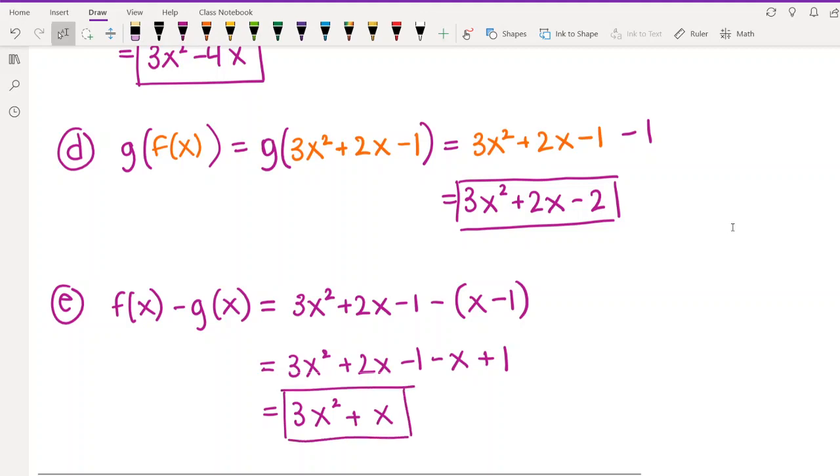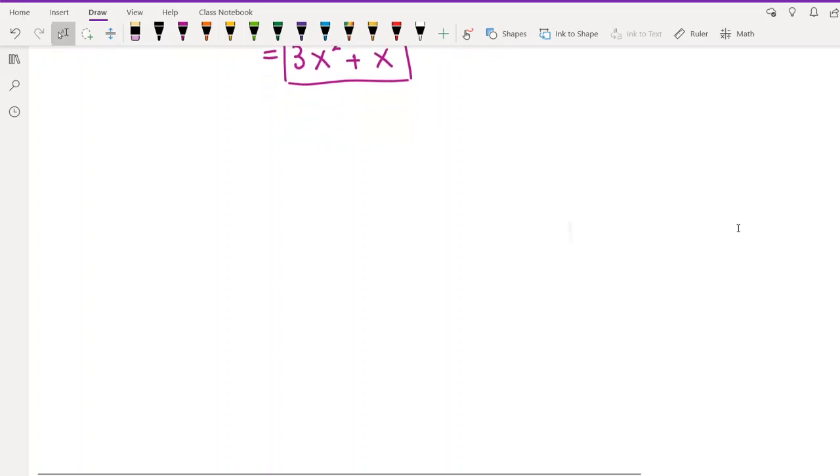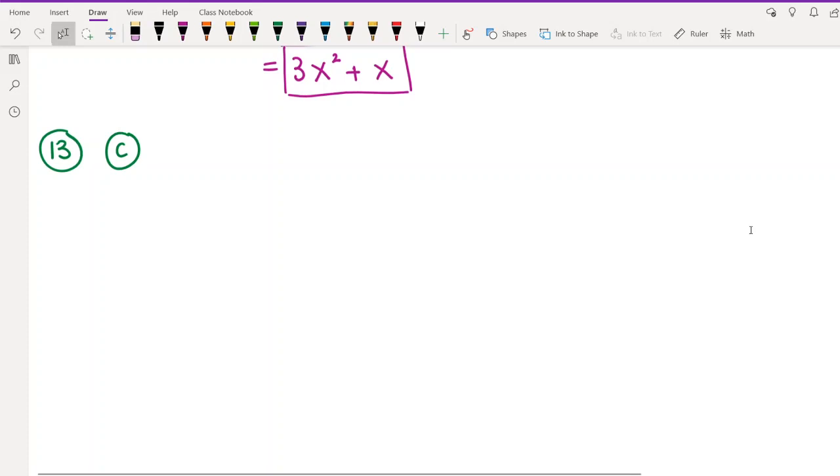Okay, so that's it for that question. So next we're going to look at solving some equations of various kinds. Okay, so I want to start by looking at C. So C is asking you to solve 2 to the x minus 1 is equal to 10.